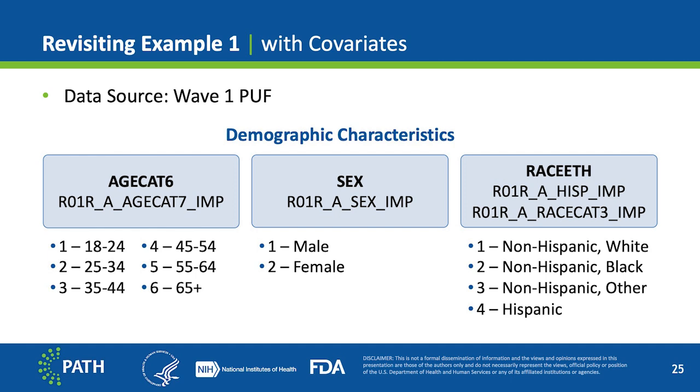Let's revisit our first example. Now we would like to add some covariates to our model. What we selected are some demographic characteristics we measured in Wave 1, which are available in the public use files, PUF. As you can see here, we selected three characteristics: age, sex, and race and ethnicity. We recoded those variables to simplify the interpretation of the model. Specifically, we created 6 categories for the age variable, 2 levels of sex, and 4 levels for race and ethnicity.